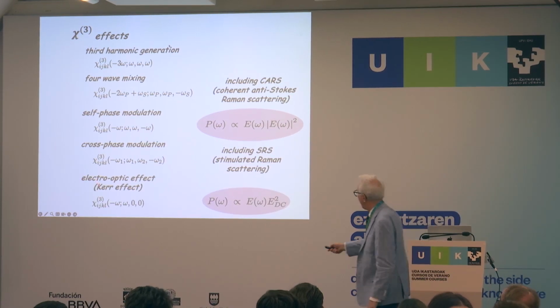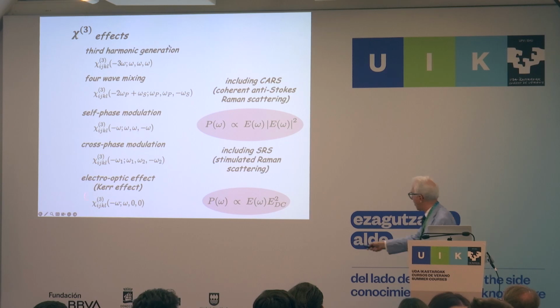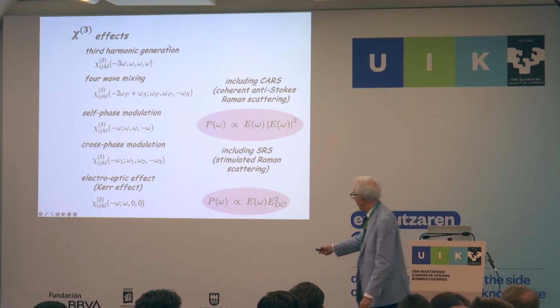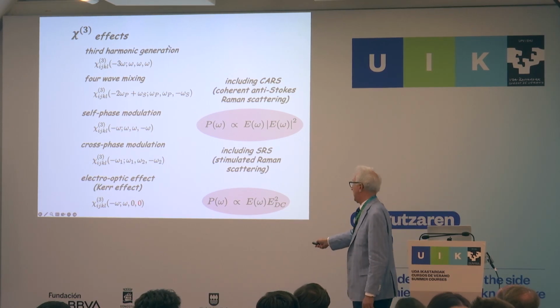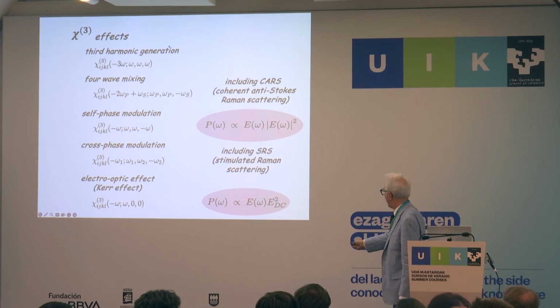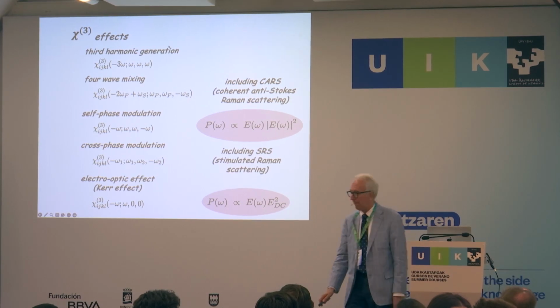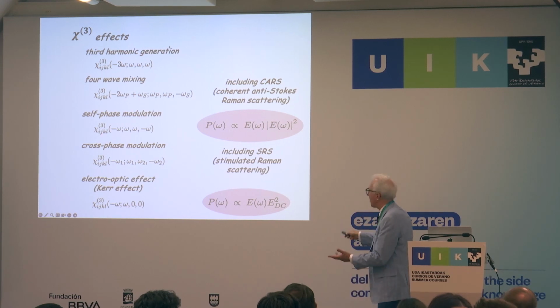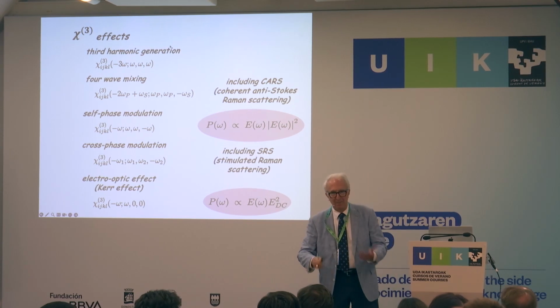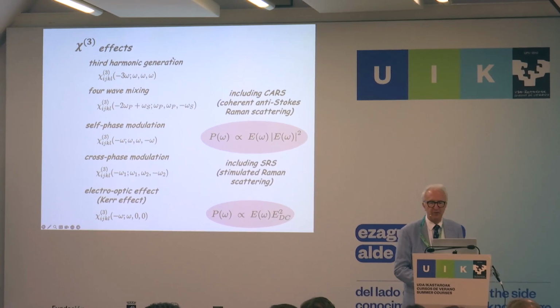And then finally, we have an electro-optic effect, sometimes called the Kerr effect. And here, you see I've got a DC field that I'm using twice. Okay? And that's going to give me, again, a change in the linear index at omega. Okay? So, there are many more of these processes. This is just a sort of an overview of some of them.